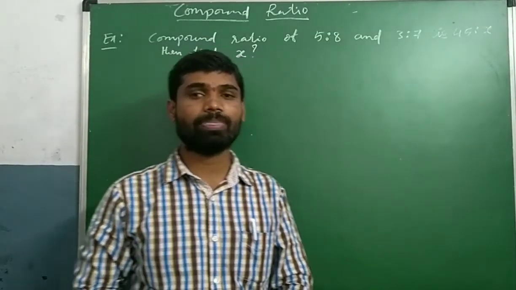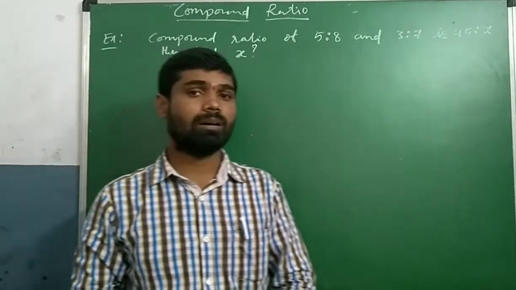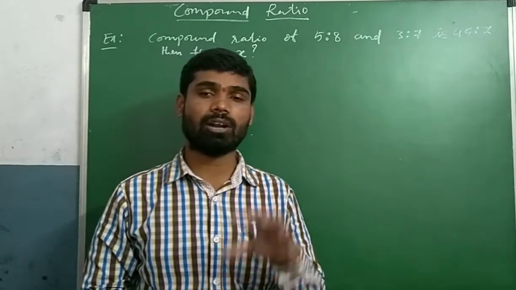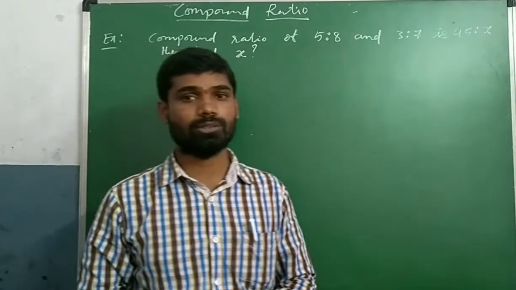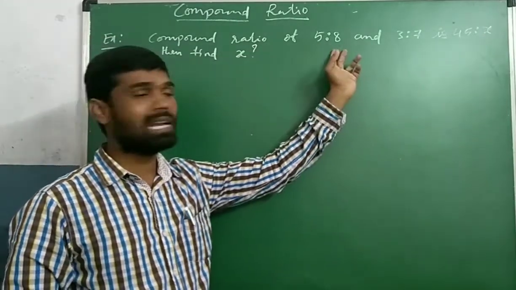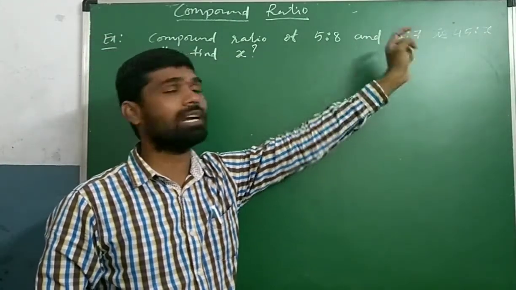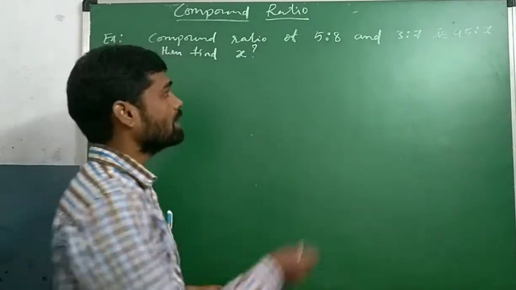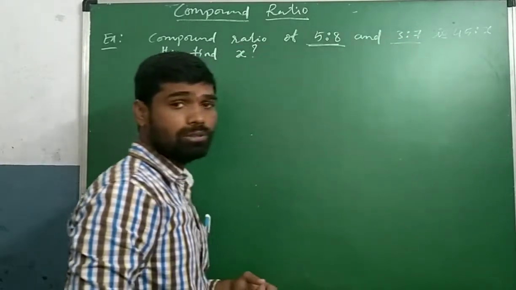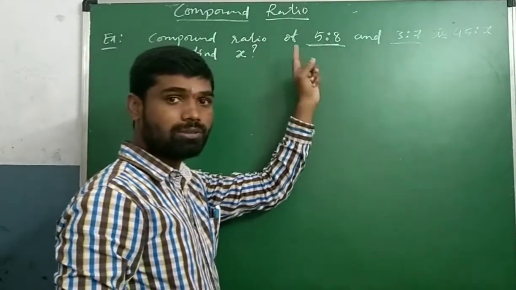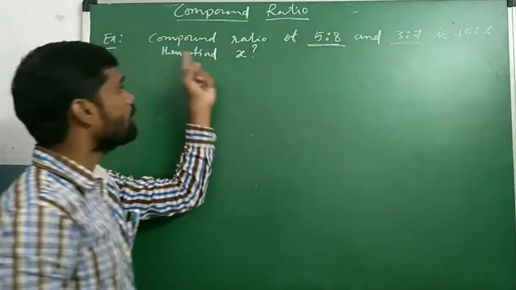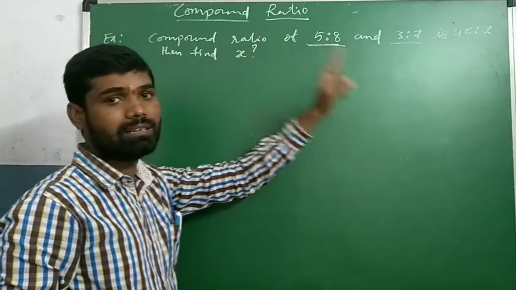This is Rajesh Paradi. In the last session, we discussed compound ratio. So let us see a few examples based on that principle or formula of compound ratio. See the example problem here. The compound ratio of 5:8 and 3:7 is 45:x. Here, what is given? The first ratio 5:8 and the second ratio 3:7. The compound ratio is 45:x. So we have to find the value of x.